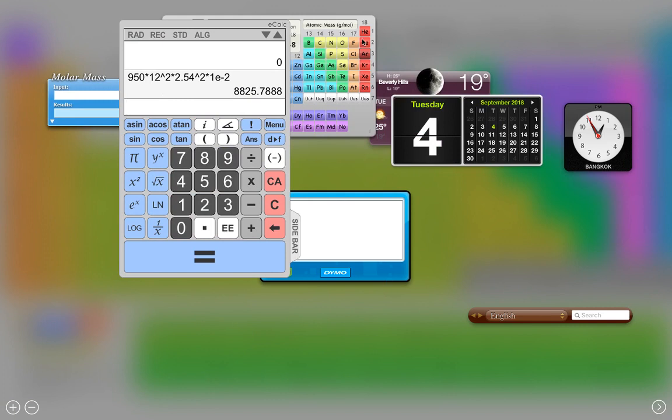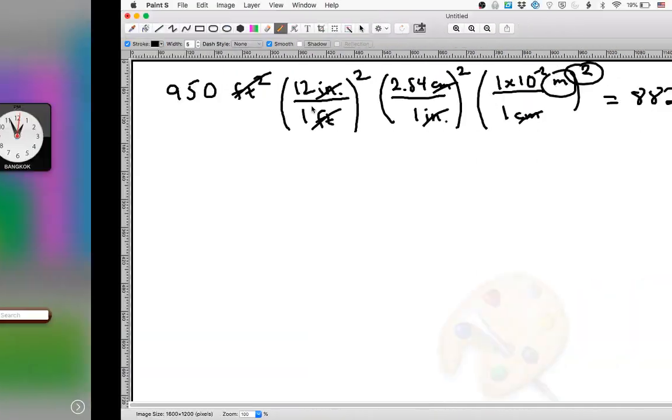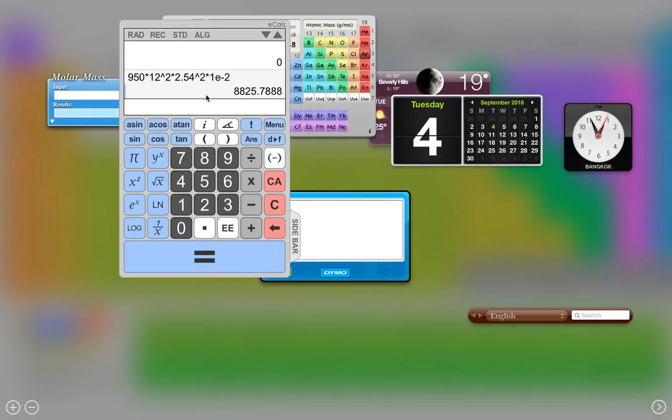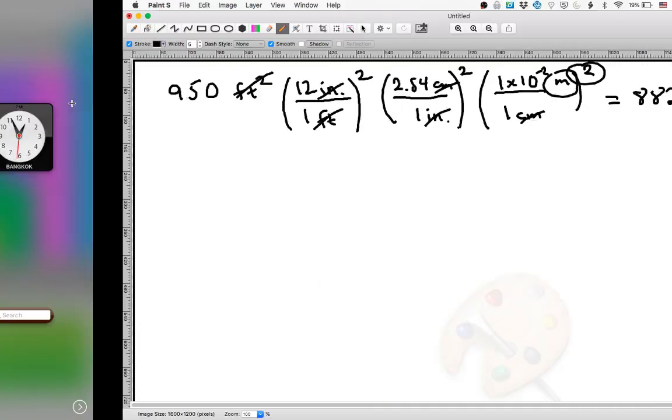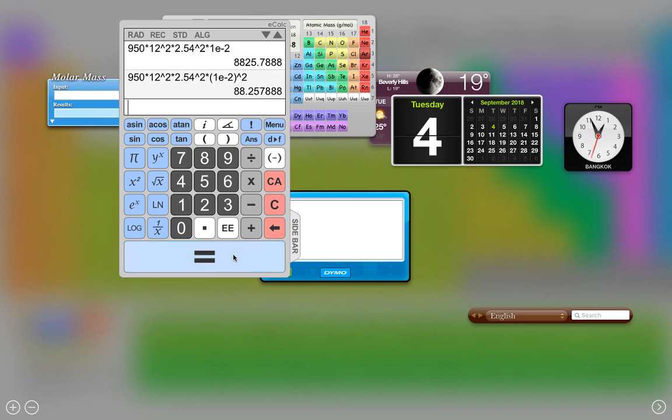What have I done wrong? This 1e to the negative 2, it should have been squared. Aha! Did you catch that? It should have been squared, but I didn't square it, so let me go back and square that. How did I know immediately that something was wrong? I knew immediately because, just in case, let me put the parentheses here. 8,000 is more than 900. However, a foot is less than a meter. I should be getting a smaller number here than 950, not a larger number. Okay? So, what is the answer? What's the answer? It's 88.